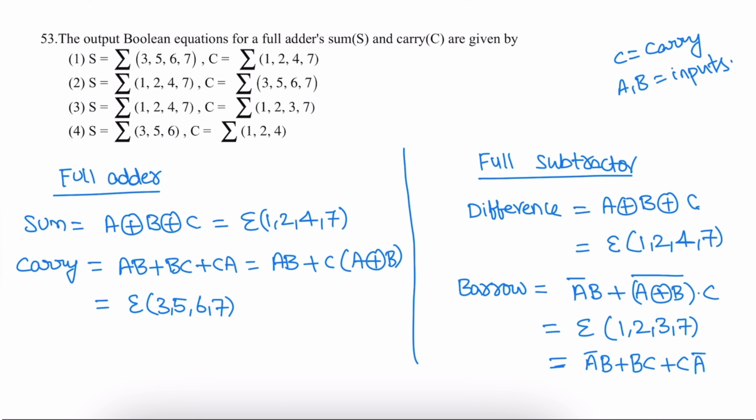Next, the expression for carry in full adder is AB plus BC plus CA, or AB plus C into A XOR B. The minterms corresponding to the carry expression are sigma 3, 5, 6 and 7. So the correct option is 2. 1, 2, 4, 7 for sum, 3, 5, 6, 7 minterms for carry. Similarly for full subtractor, for difference, minterms are 1, 2, 4, 7, A XOR B XOR C, and for borrow 1, 2, 3, 7, A bar B plus B C plus C A bar.